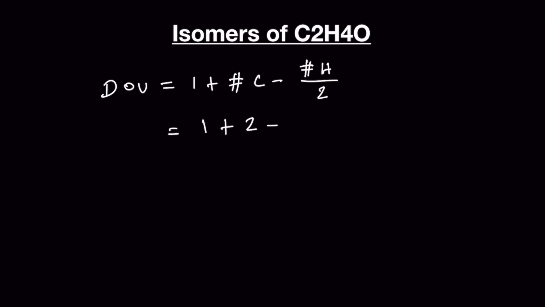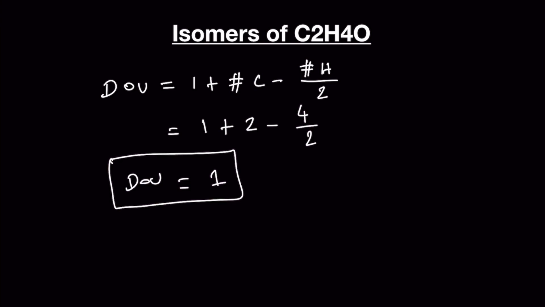We know that degree of unsaturation is equal to 1 plus number of carbon atoms minus number of hydrogen atoms by 2. Oxygen does not participate in the degree of unsaturation calculation, and therefore we do not have to worry about that. Therefore, this is equal to 1 plus 2 minus 4 by 2. This will be equal to 1. This means that either one pi bond is possible, that is a double bond, or one ring is possible.